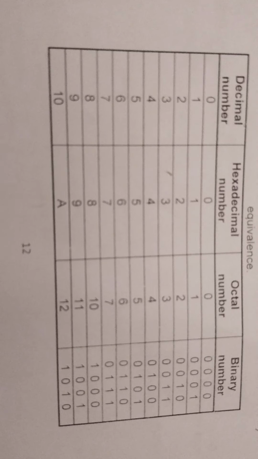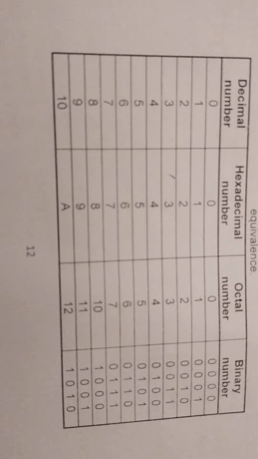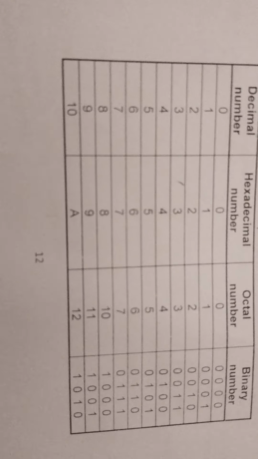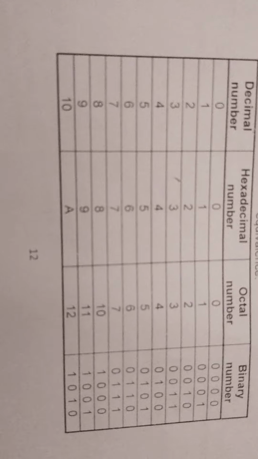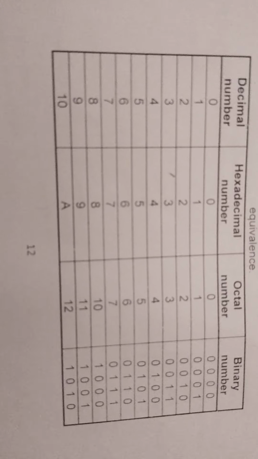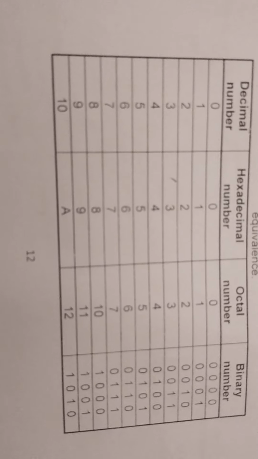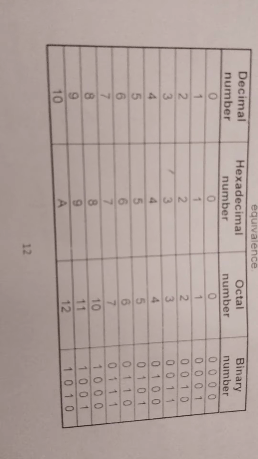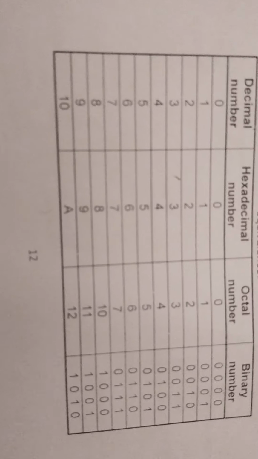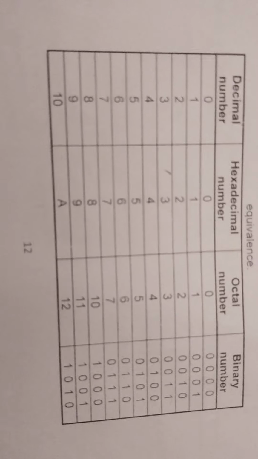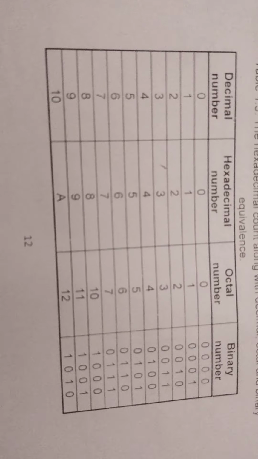Then decimal number system 10. In the hexadecimal number system, the digits 0 to 9 are used, and after 9 the letters A to F are used. So here, decimal 10 in the hexadecimal number system is the letter A. In the octal number system, 10 is 12, and in the binary number system 10 is 1 0 1 0.